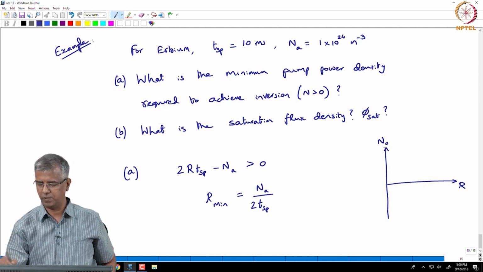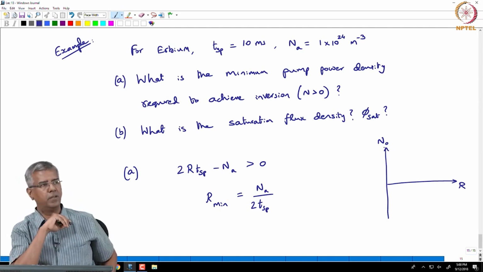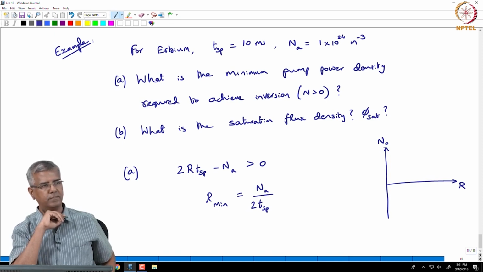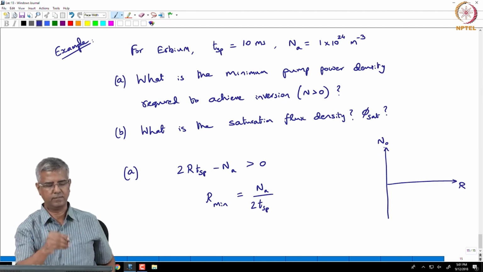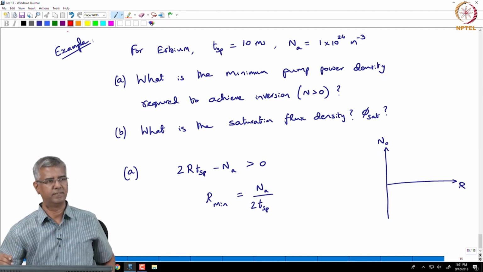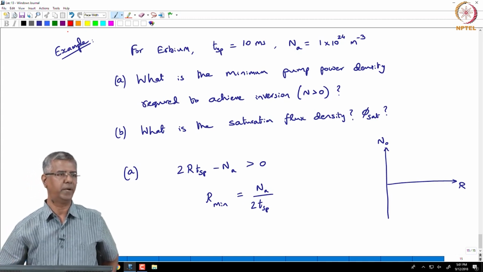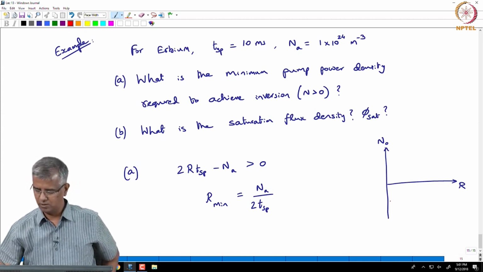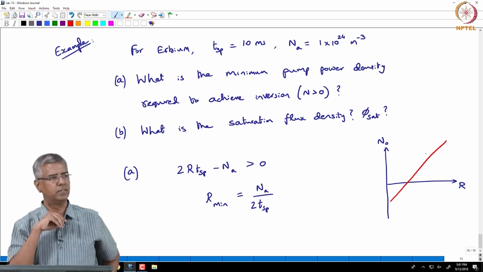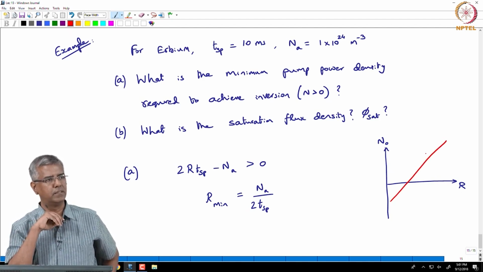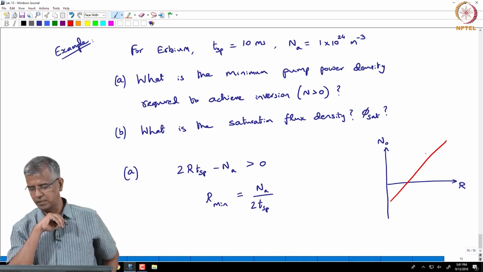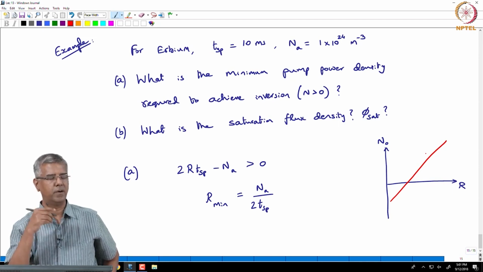Let us say we are specifically looking at N naught as a function of the pump rate. What sort of dependence is that? That is a linear dependence, right. So, you are basically going to have a linear dependence like this, and what that tells you is for small values of R you have negative inversion.